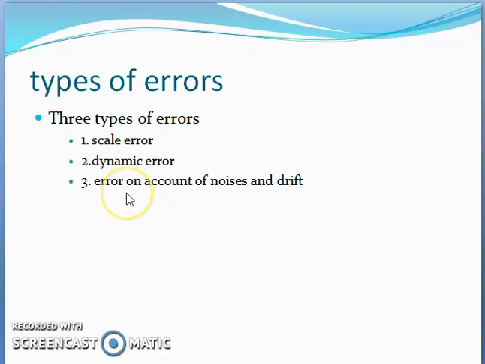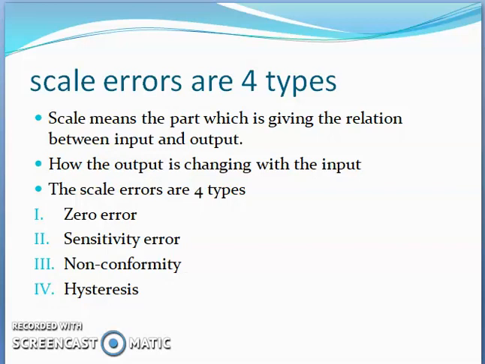Now, the errors are classified into mainly three types. First one is scale error, second one is dynamic error, and third one is error on account of noise and drift. Now coming to the first error, that is scale error. Scale means the part which gives the relationship between input and output, that is, how the output is changing with the input. The scale errors are mainly four types. First one is zero error, second one is sensitivity error, third one is non-conformity error, and fourth one is hysteresis error.